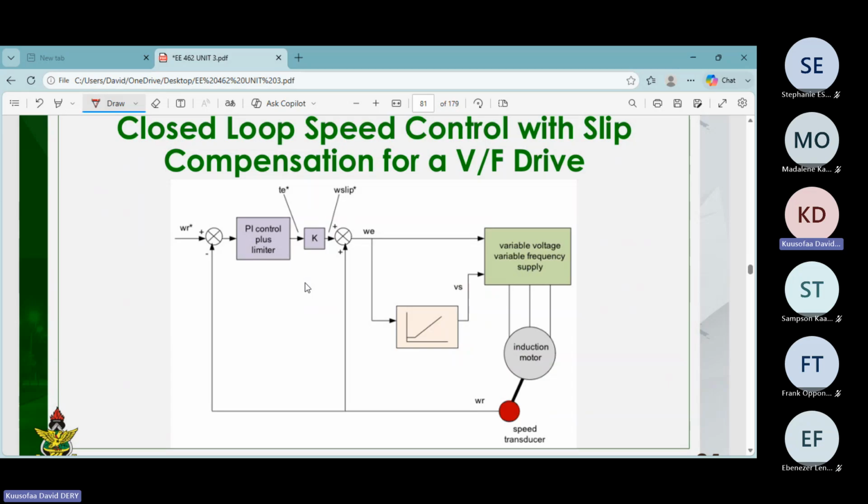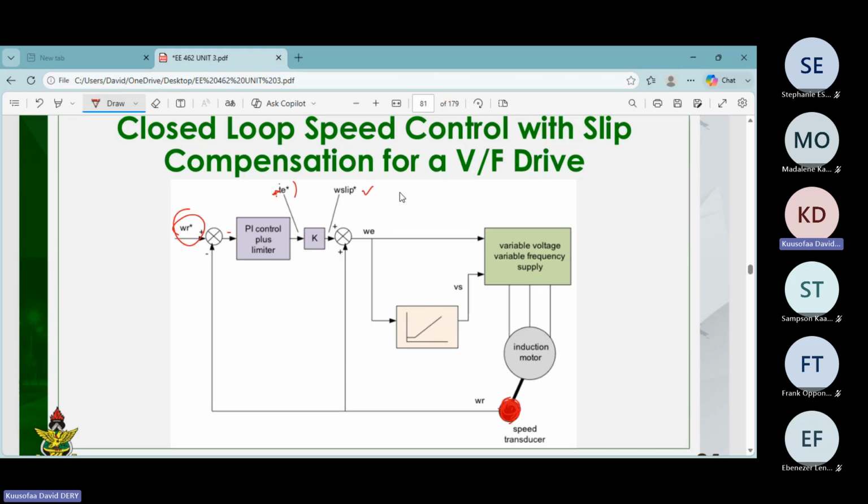For this one, we are going to compensate. We measure the output, so there is feedback, with a tacho generator to measure this. We bring it and compare it with the reference that we want. You're actually measuring the actual output. So you generate an error signal, pass it through a controller, and ensure that the TE, the torque that is required, is almost the same as the omega slip.